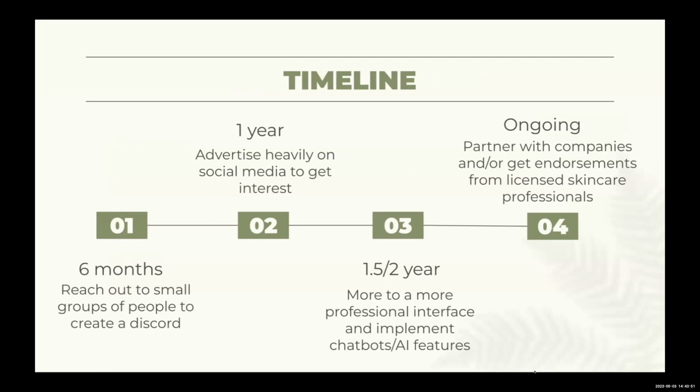Then maybe after 1 year of the project, advertise heavily on social media to get interest from all different sorts of people, so you can build up the people interested in it. And then at 1.5 to 2 years, move to a more professional interface, maybe a website, an open source website, and implement the chatbots I was talking about and all those features.